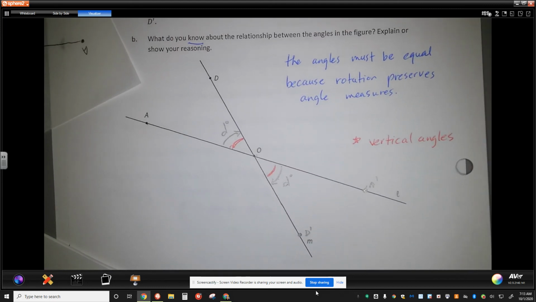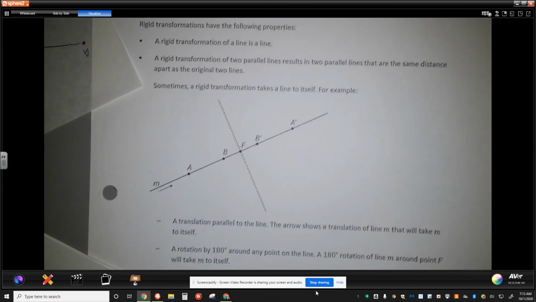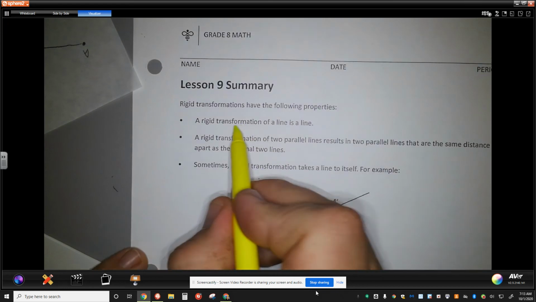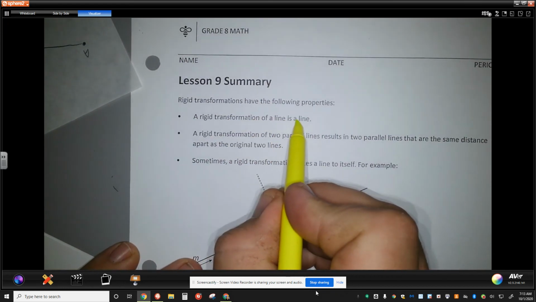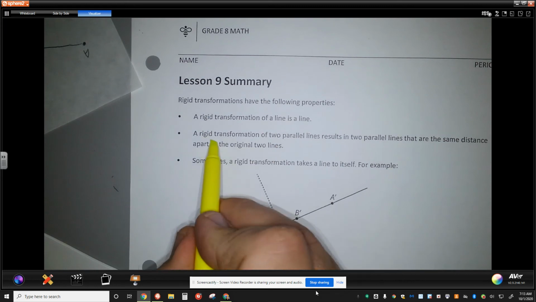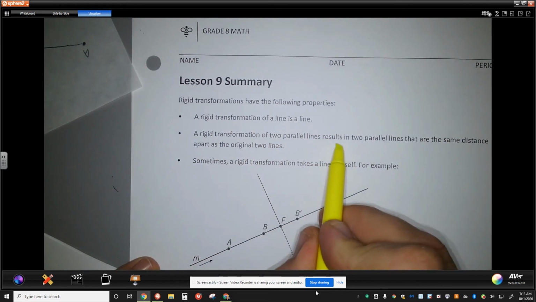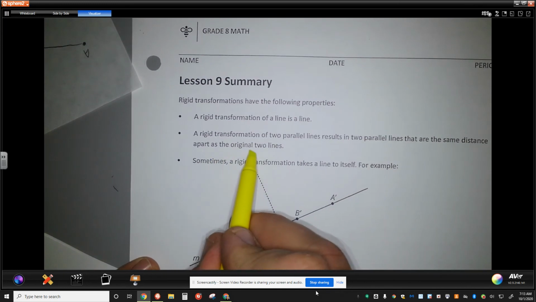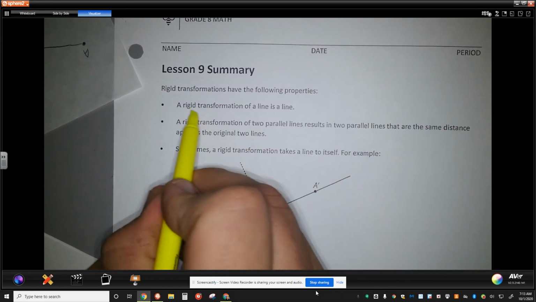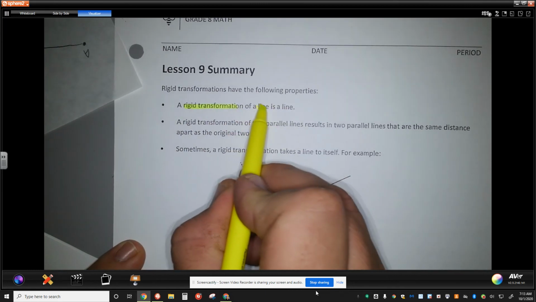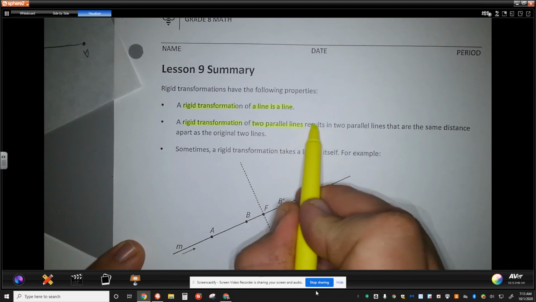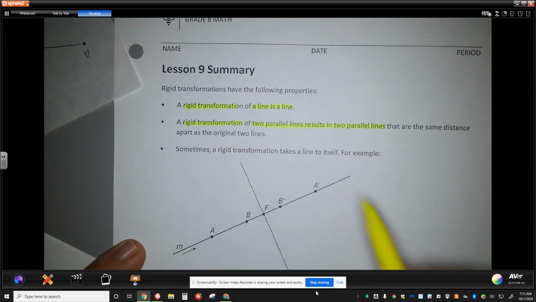Alrighty, we're almost there. Let's recap everything now. Rigid transformations have the following properties. A rigid transformation of a line is still a line. A rigid transformation of two parallel lines results in two parallel lines that are the same distance apart as the original two lines, right? So we go rigid transformation, a line is a line. Rigid transformation of two parallel lines results in two parallel lines, same distance apart.